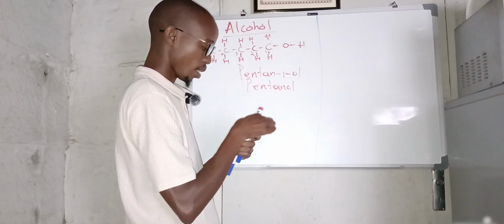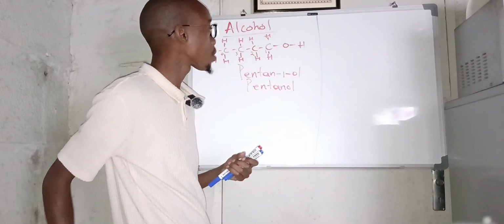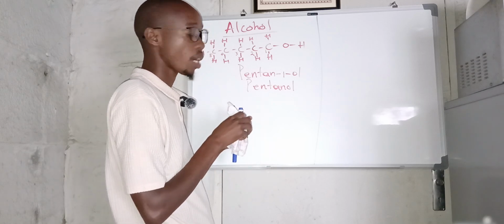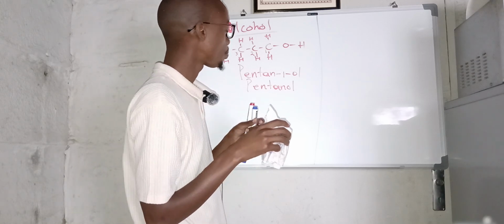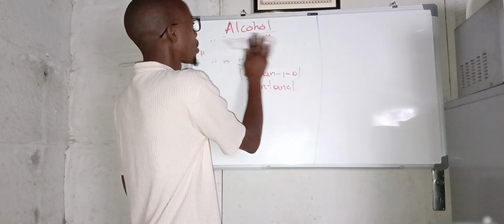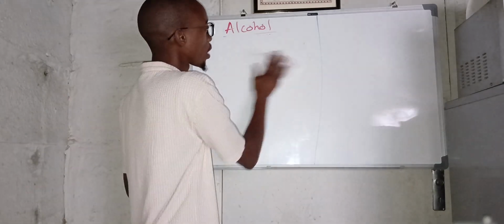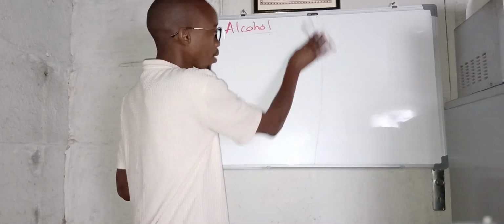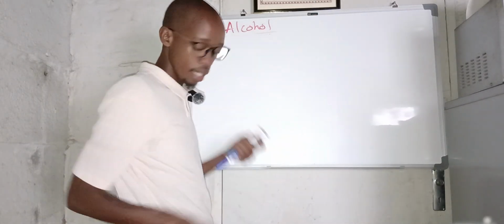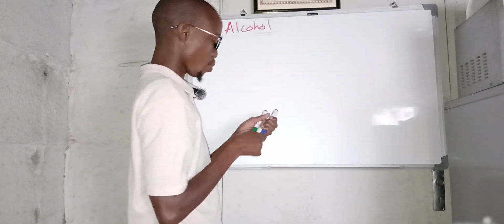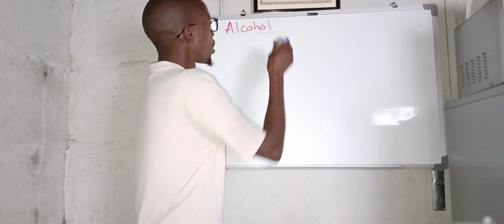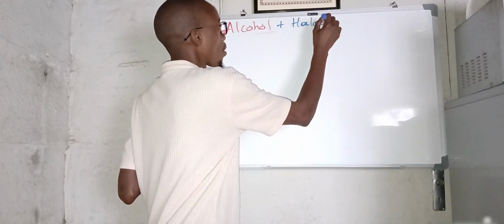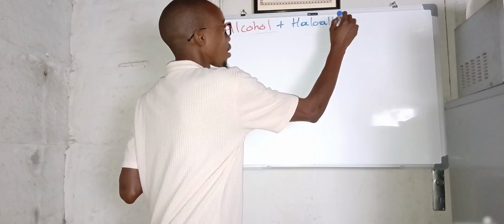Now, it comes to that time whereby I want us to do the relationship between alcohol and haloalkane. Alcohol and haloalkane. Let me just erase here in the middle such that you can get enough room. Alcohol plus haloalkane.